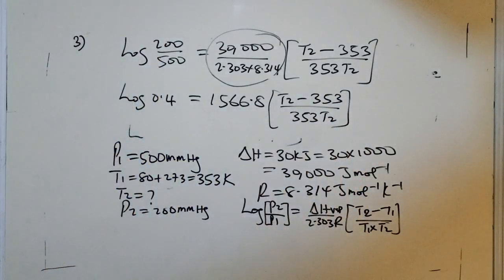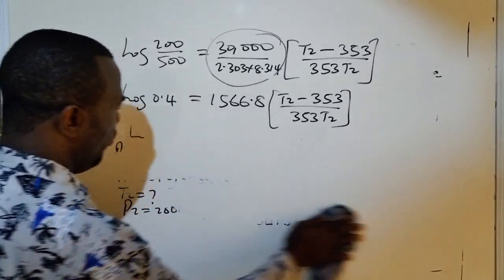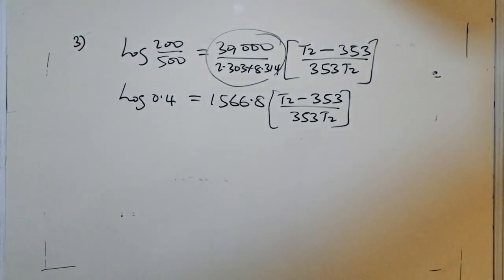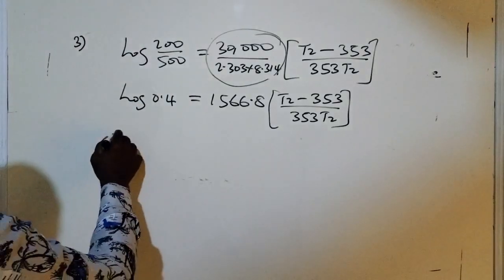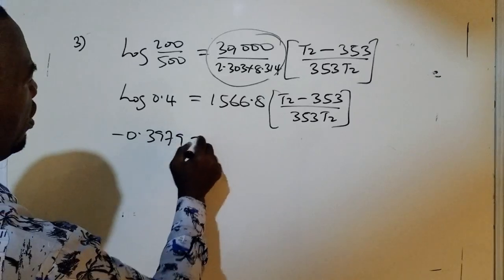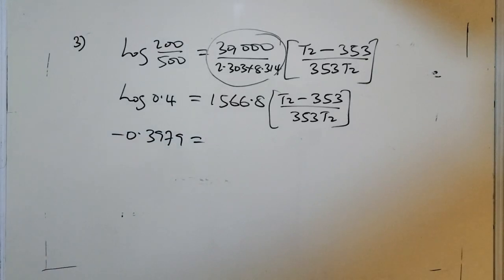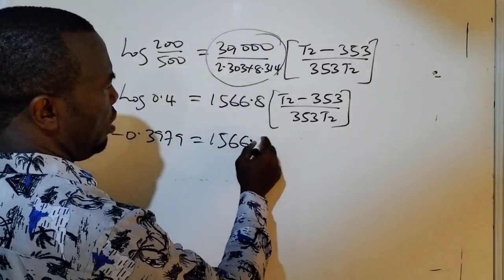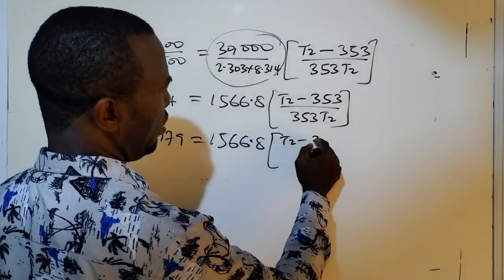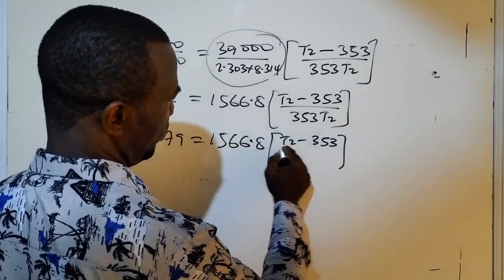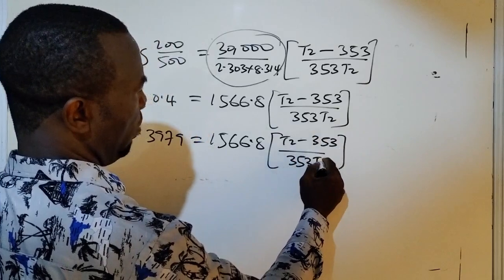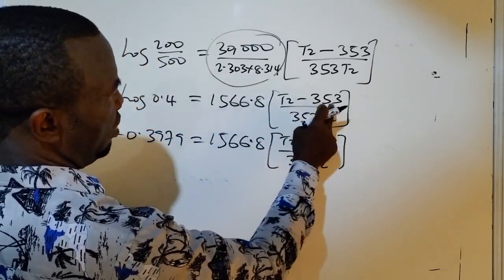So having done that, we can find the log of 0.4. The left hand side will have negative 0.3979 equal to, multiply out the numerator. What I'll do to make it easy is let's just write this out first. You can expand the numerator if you wish. That is, to expand means multiply this with T2 and also multiply this one with 353.